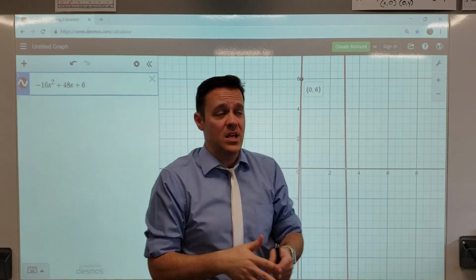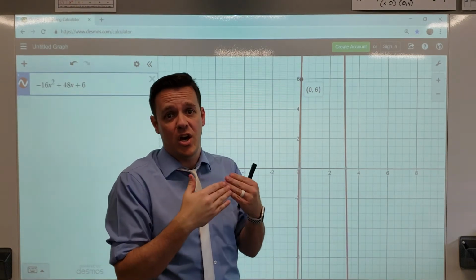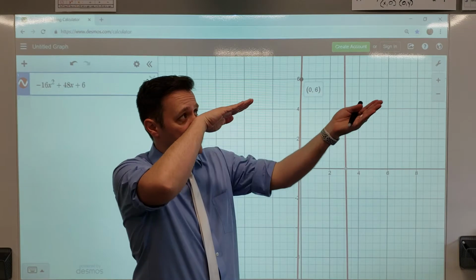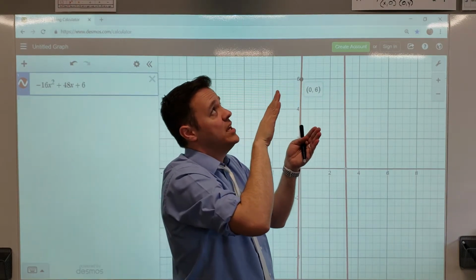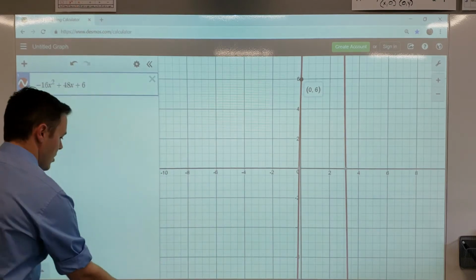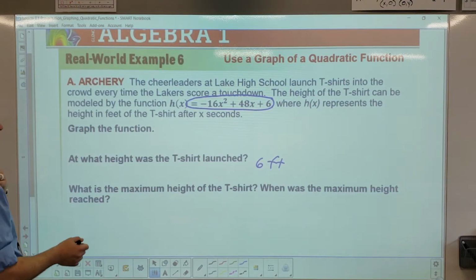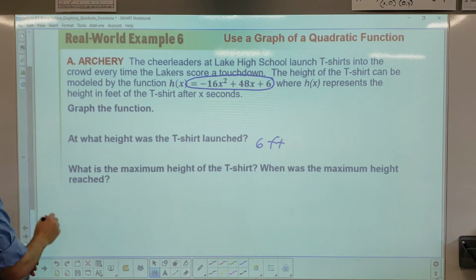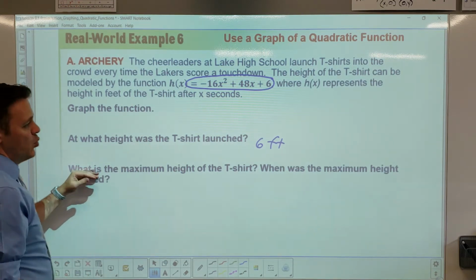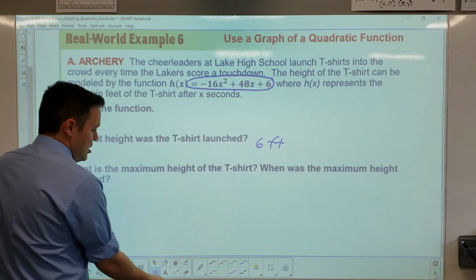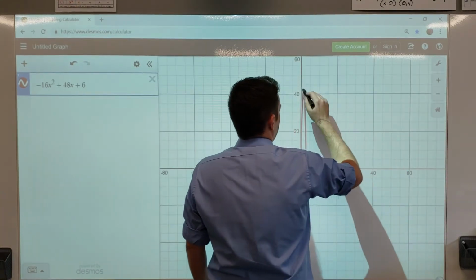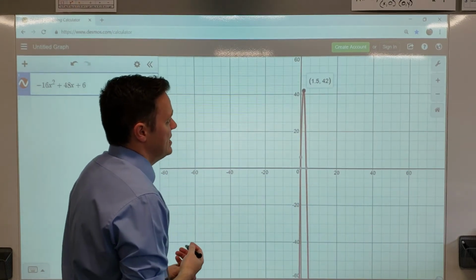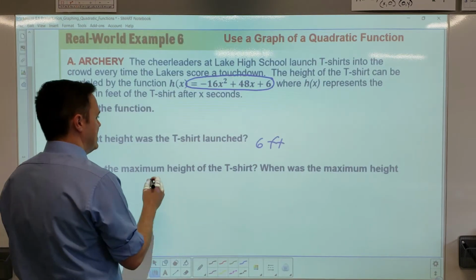We will be doing the same thing. So the person is 6 foot tall, so they're about my height, and they're taking the gun and they're launching it right about right here at this angle. Okay, so that's 6 feet. They're shooting that baby up in the air. Then it's asking, what is the maximum height of the t-shirt, and when was the maximum height reached? So the maximum height of the t-shirt was 42 feet after 1.5 seconds.